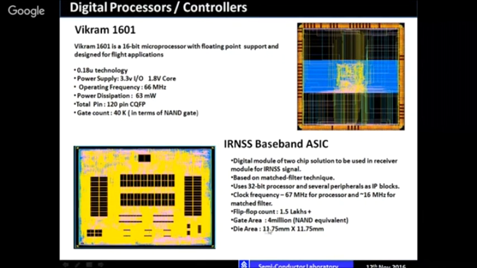So the chip area, as you can see here, is 11 mm by 11 mm. It has 4 million gates. 4 million gates, you can multiply by 4. So this particular chip has 16 million transistors. It has the 32-bit processor, and there are several peripherals and some memories also in this.